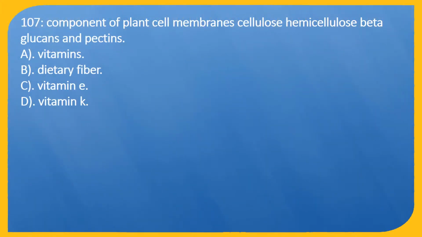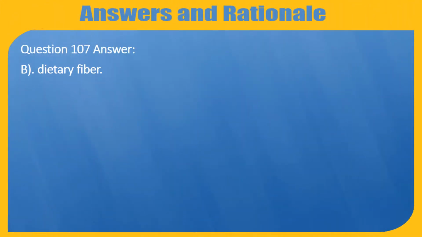Question 107. Component of plant cell membranes: cellulose, hemicellulose, beta-glucans and pectins. A. Vitamins. B. Dietary fiber. C. Vitamin E. D. Vitamin K. Question 107 Answer, B. Dietary fiber.